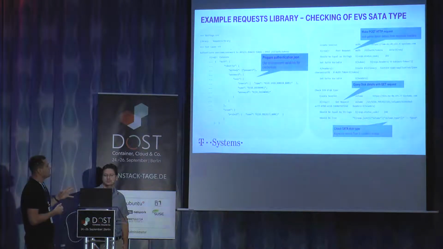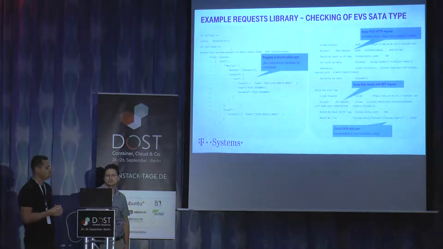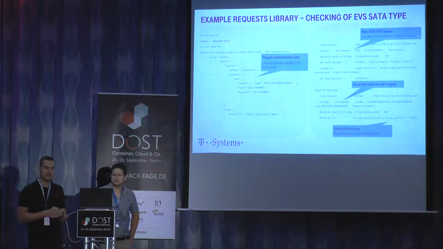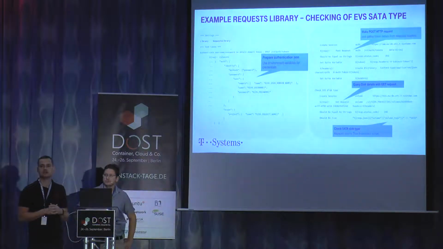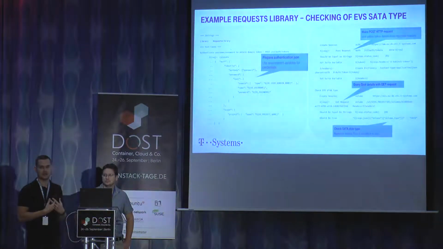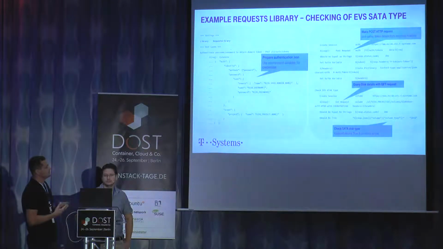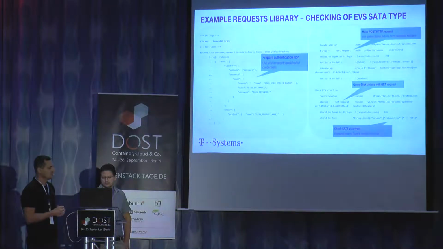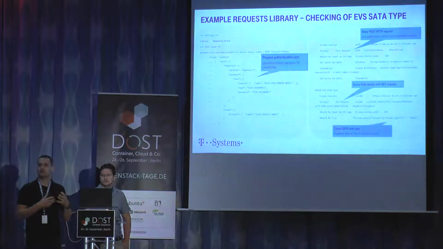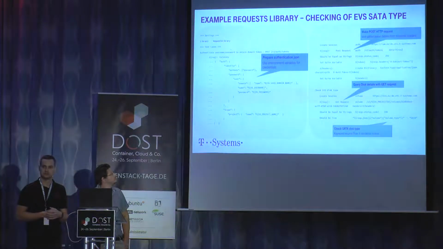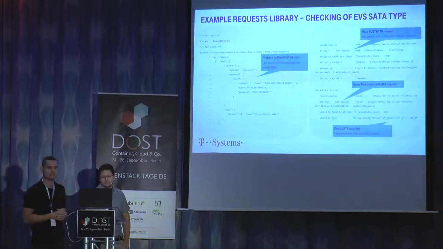Let's go to the second set of examples. This is a bit more complex. As you all might know, to interact with the API, we need to authenticate ourselves against the API gateway. So in this test case, our main goal is to check an EVS disk, which is a volume disk, a block storage, and check whether the block storage is a SATA type. If it is SATA type, then our test case passes.